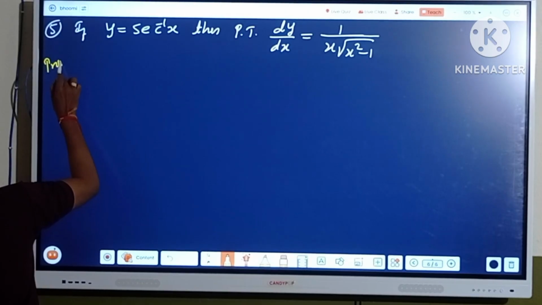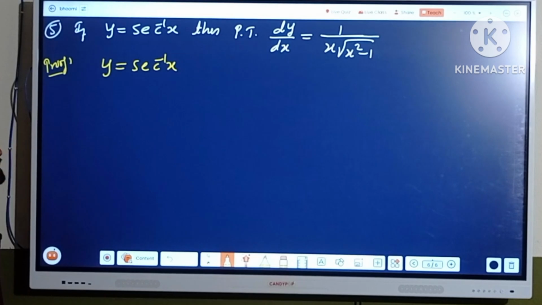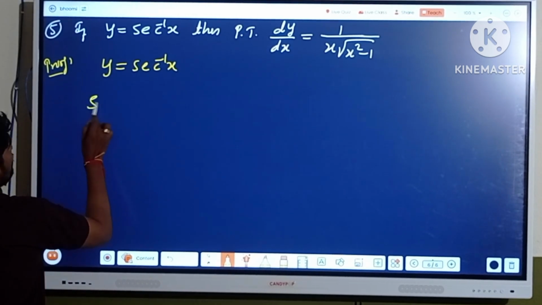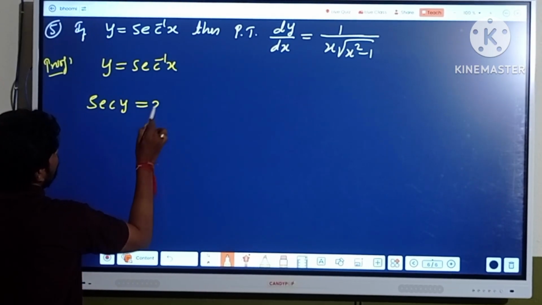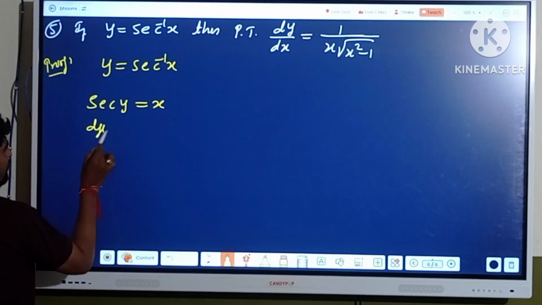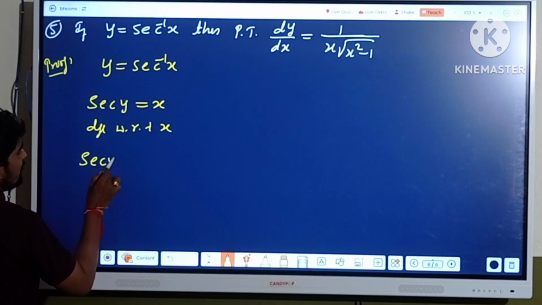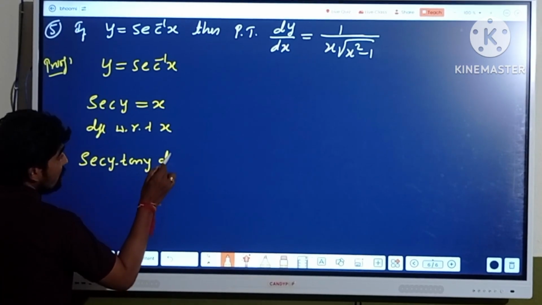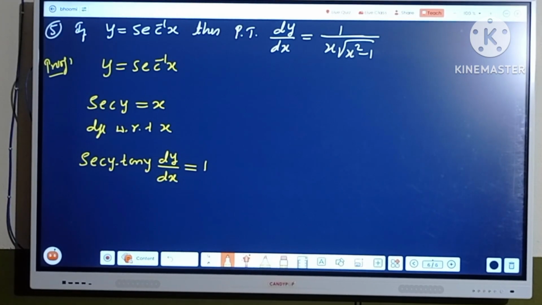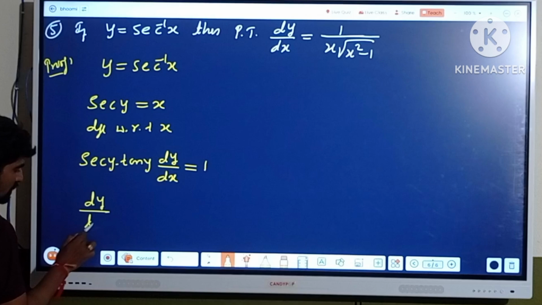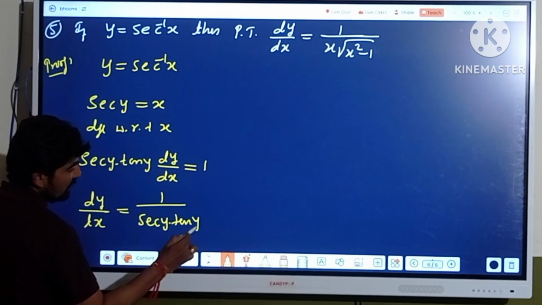So prove. Here y is equal to secant inverse x. Shift this secant inverse to the left side. Then secant y is equal to x. So we need dy by dx. Therefore differentiate with respect to x. So the derivative of secant y is secant y into tan y into dy by dx equal to the derivative of x with respect to x, which is 1. So therefore dy by dx is equal to 1 divided by secant y into tan y.